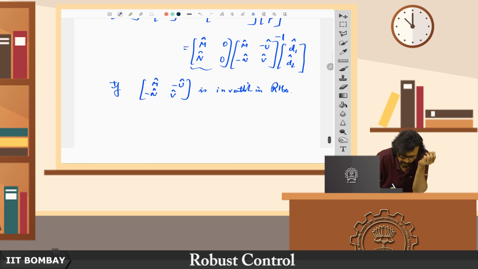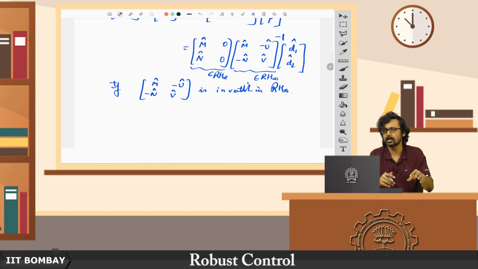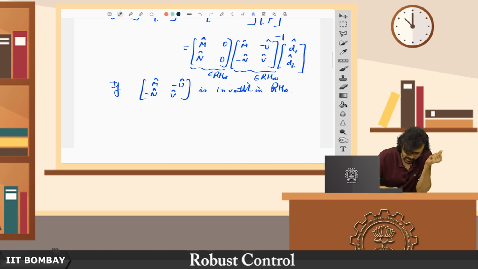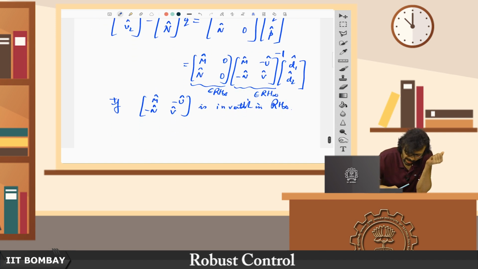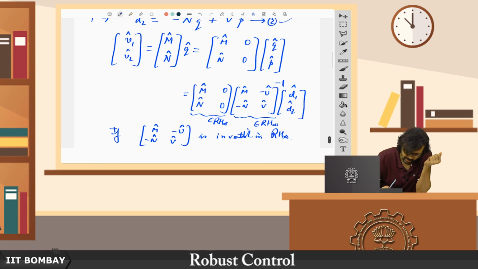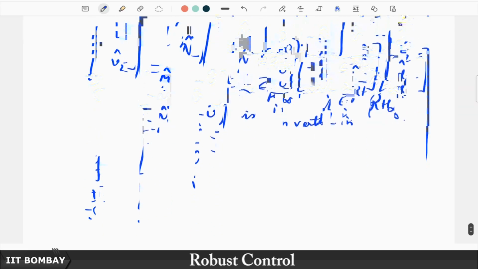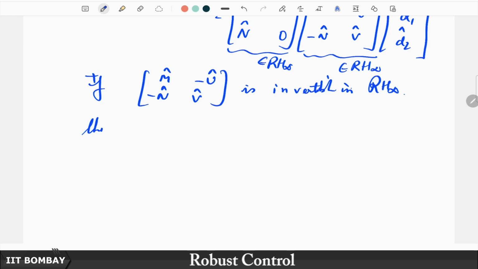I get that this fellow belongs to RH infinity, and this inverse also belongs to RH infinity. Therefore, the product of two fellows in RH infinity under that algebra will also belong to RH infinity, and therefore the map from d1 hat, d2 hat to v1 hat, v2 hat is also in RH infinity. So that means the second statement is equivalent to the first statement.